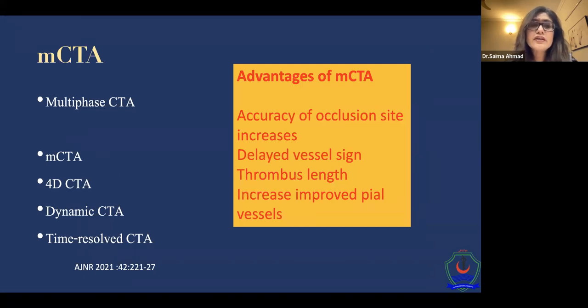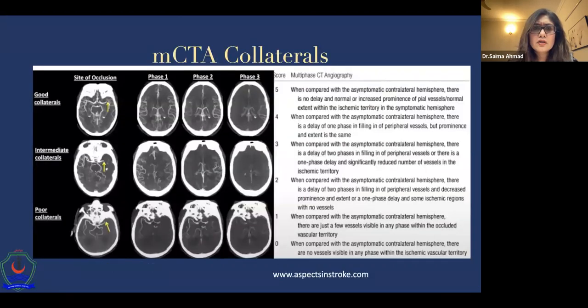So next is the multiphase CTA. So here is the box in which you can see the advantages of the multiphase CTA with additionally the 4D CTA. So you can obtain the multiphase CTA and the 4D CTA data from the CTP. This is one of the advantages of doing the CT perfusion earlier, which is being done in many parts of the world. So again, this is the multiphase CTA collateral scoring.